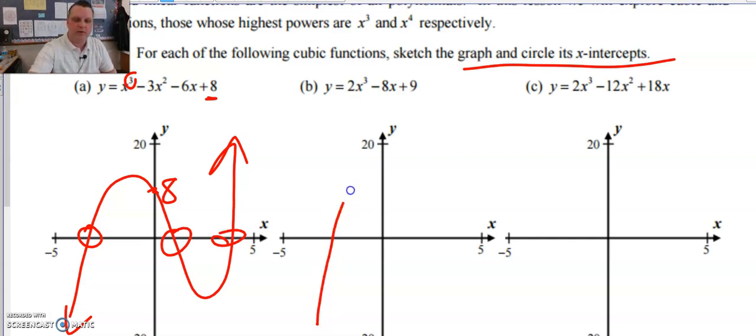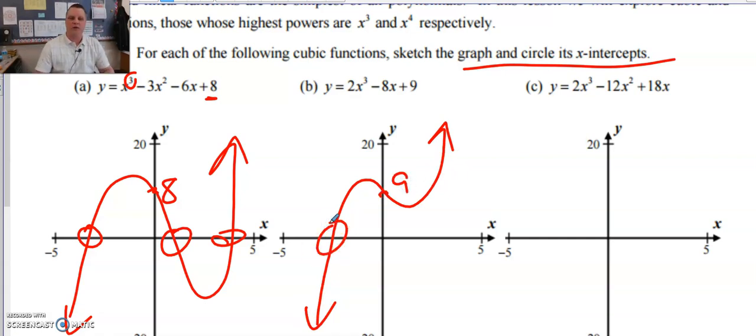Next one, something like this. This again is 9. Here there's only 1 x-intercept. It can happen. You have 2 imaginary zeros and then 1 real.